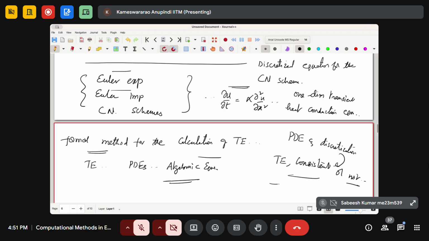Okay, so that we should be able to tell. For that reason, we're going to develop a formal method for the calculation of the truncation error that we will apply, and then see how it can be done, and then comment on whether it is consistent or not. So that is the idea moving forward, which we will take up in tomorrow's class.